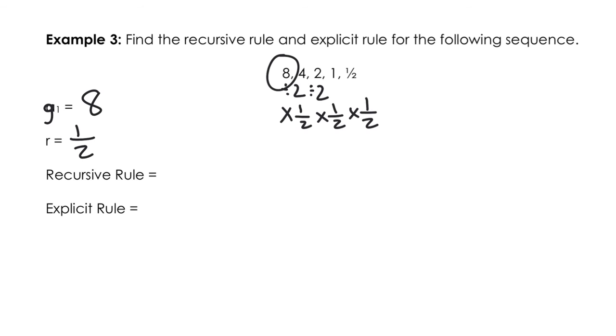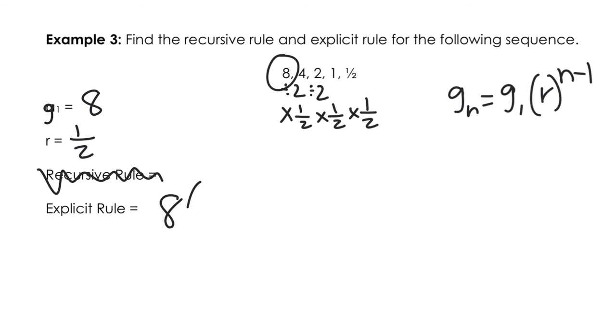So let's write our explicit rule. I'm not going to write that recursive one. So remember that is G sub n equals G sub 1 times R to the n minus 1. So I'm going to plug what I got into that explicit formula. So the 8 is going to go in front. And then in parentheses, it's going to be 1 divided by 2. And then my exponent is n minus 1. And I don't have to do anything else. I can leave it just like that.